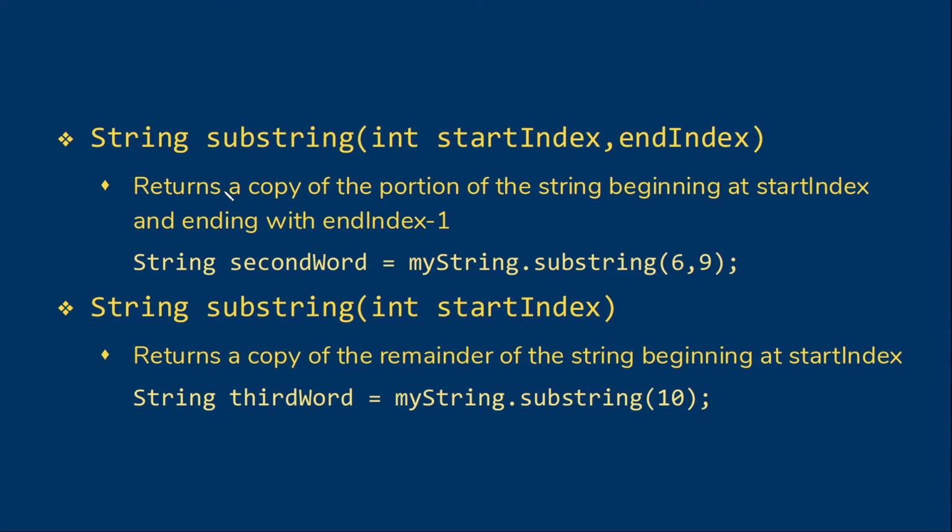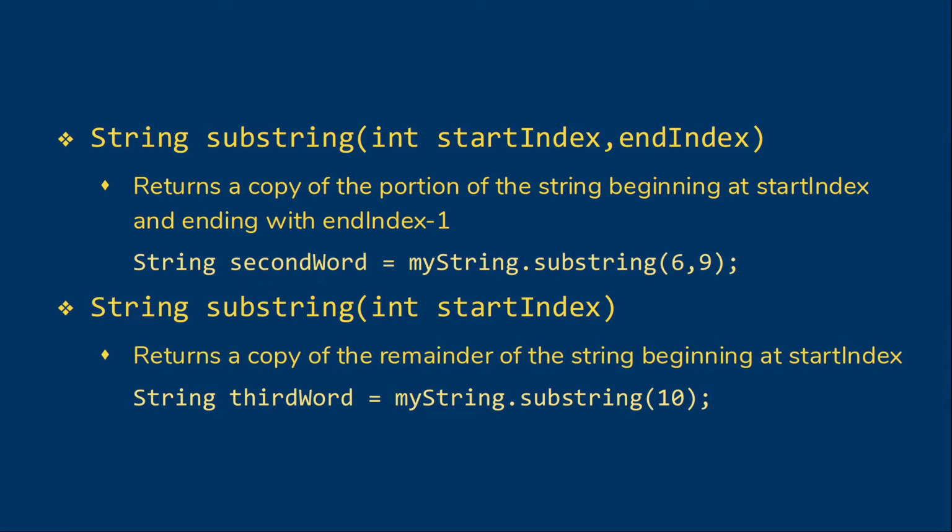And it has a couple of versions that we're going to look at, and several other versions as well. One of them, we give it a start index and then an end index, and it's going to return a copy of the portion of the string beginning at the start index, but ending with end index minus 1. So it's not going to include the character at end index, just up to that point.